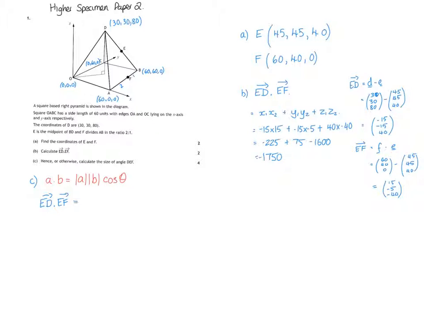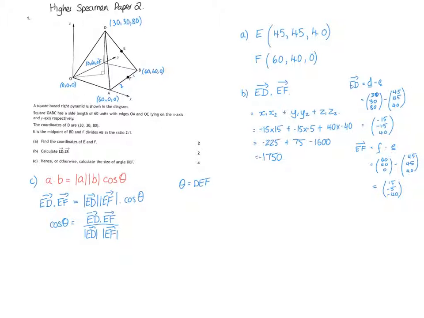is equal to the magnitude of ED times the magnitude of EF, all times by the cos of that angle, which is angle DEF. So we'll put theta equals DEF. And then we can rearrange, so we have cos of that angle. It's going to be ED dot product with EF divided by the magnitude of ED times the magnitude of EF.